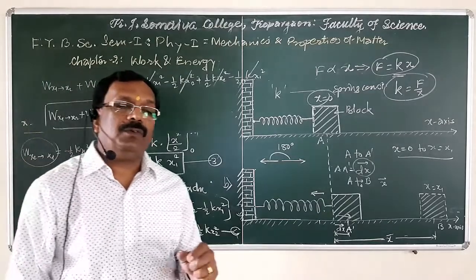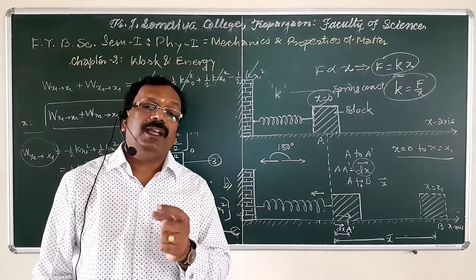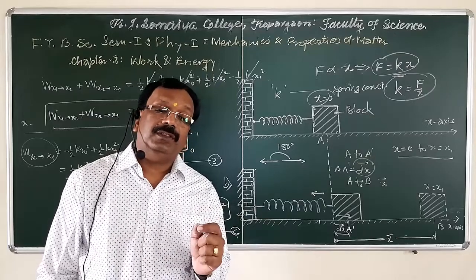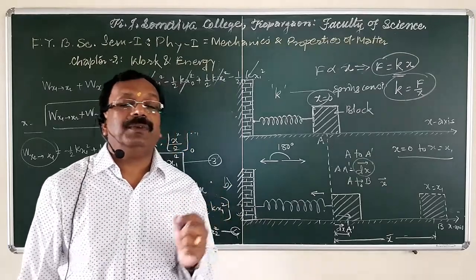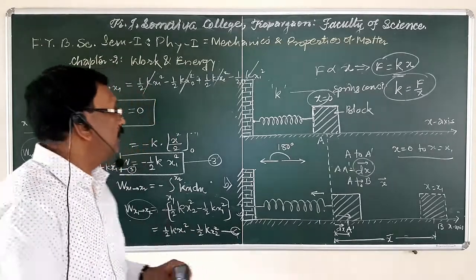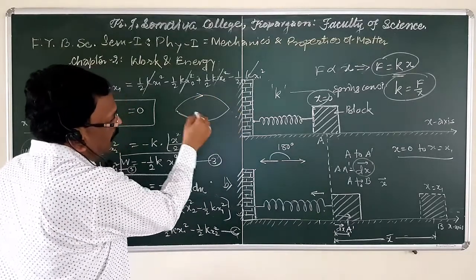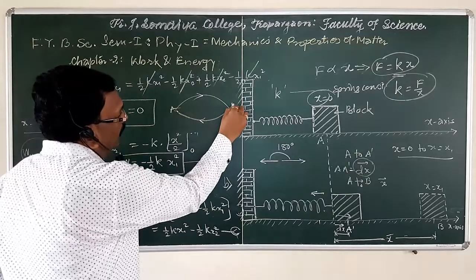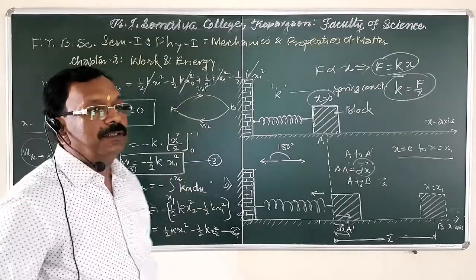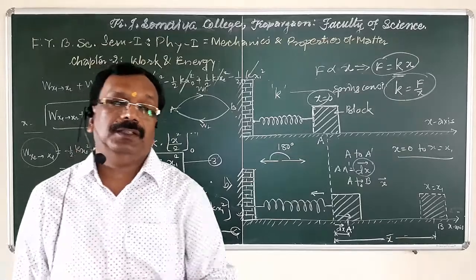Thus, we can say that the total work done by a spring force during the displacement of the block from x1 to x2 and brought back from x2 to x1 is 0. This means that the net work done by the spring force in a round trip journey is 0. When the block goes from A to B, this is the first path, this is the round trip. Here W1 and here W2, both, when we add them, the sum is 0. That means the work done during the round trip journey is 0.